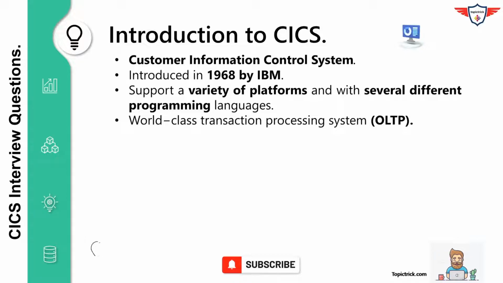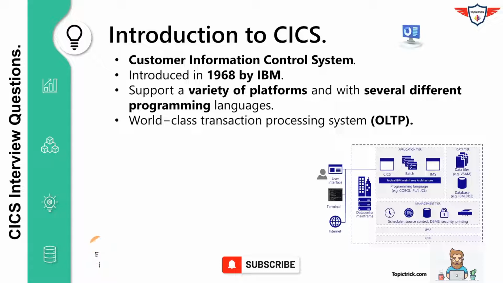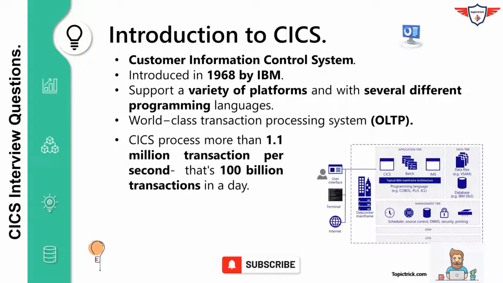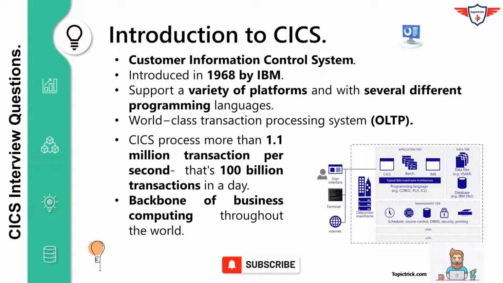CICS is a world-class transaction processing system. As such, it can handle billions, yes, billions of online transactions every day for banks, airlines, insurance companies, hospitals, and e-business sites. CICS processes more than 1.1 million transactions per second, that's 100 billion transactions in a day. CICS is probably the most successful piece of software of all time. It is the backbone of business computing throughout the world. Millions of users unknowingly activate CICS every day.